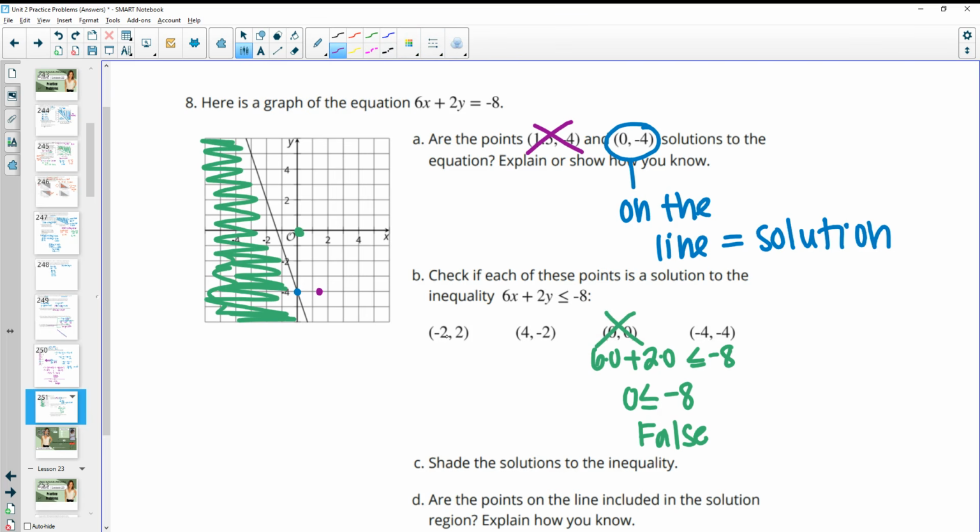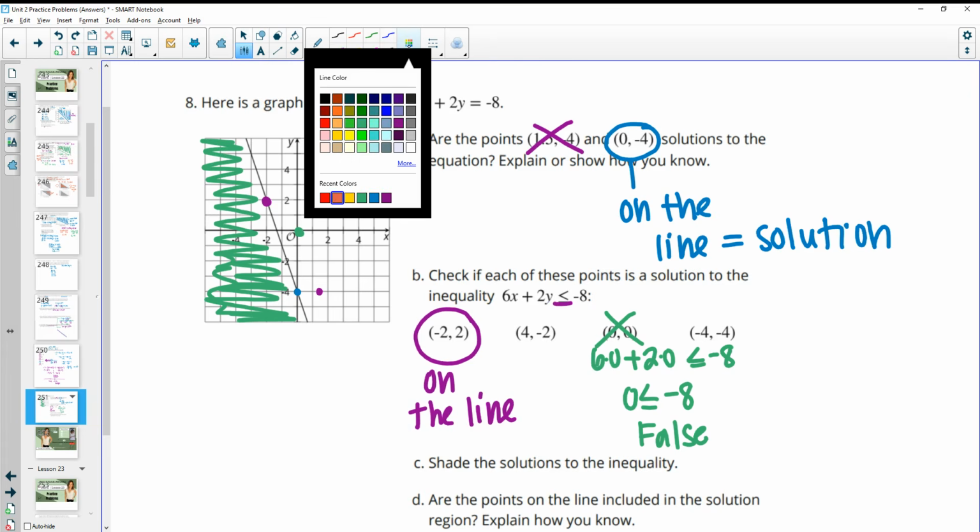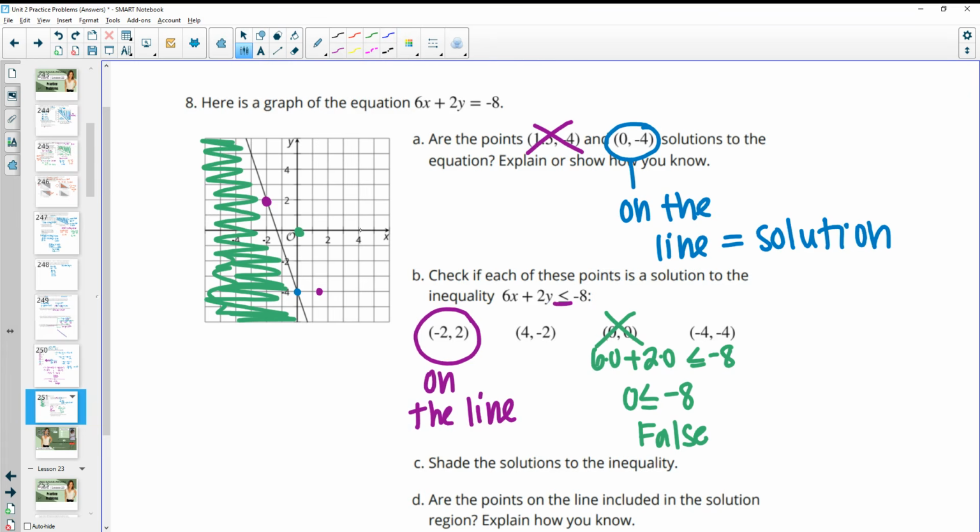Now when I go look at some of these other points, okay, so -2, 2 is on the line, and there's an equal sign. So this one is going to be a solution because it's on the line, and the inequality includes an equal to. When we look at 4, -2, this is out of the boundary. It's not within the shaded region, so that one's not going to be a solution.